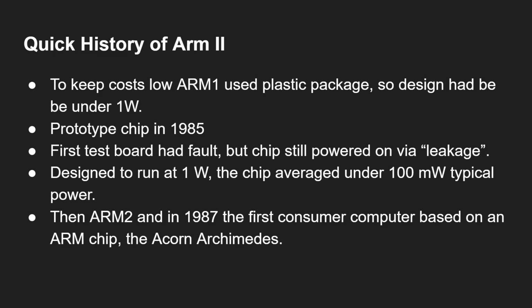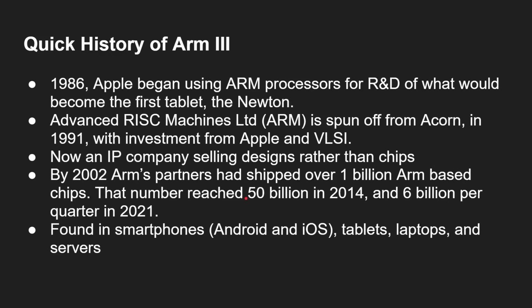And then from then onwards you've got the progression of the different chips. ARM2 came out in 1987, and the first consumer computer based on an ARM chip, so we're talking about Apple Macs today with the M1, way back in 1987 you had the Acorn Archimedes, which had an ARM processor in it, and that was a desktop PC. Now, by 1986, Apple began using ARM processors for its R&D, and eventually it came up with the first tablet that Apple did, called the Newton, an amazing machine at its time. However, it didn't succeed, so that project died.